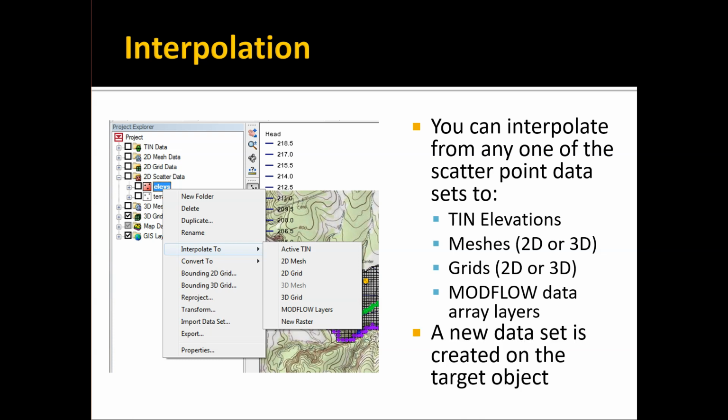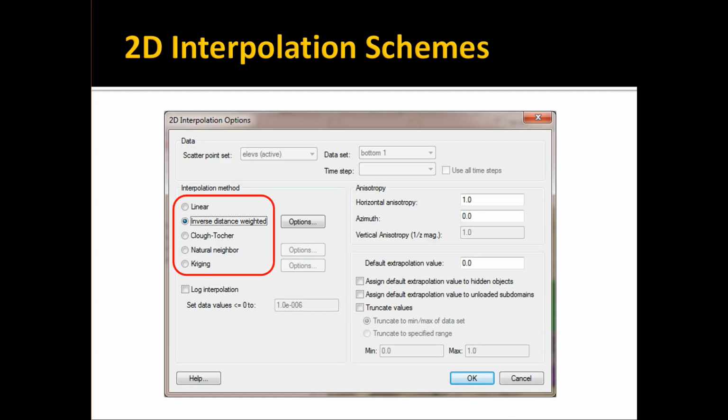And once you interpolate, in general, it creates a new data set on the target object, unless you're going directly to the MODFLOW layers, in which case it populates the MODFLOW layer arrays. Once you select that interpolate command, it brings up the interpolation options. Up here at the top, in general, you would tell it what you're interpolating from and what you're interpolating to. This one is hardwired because this is part of Interpolate to MODFLOW layers.